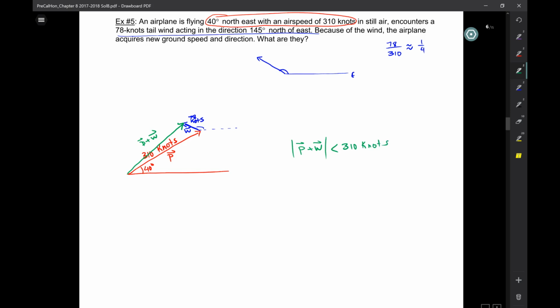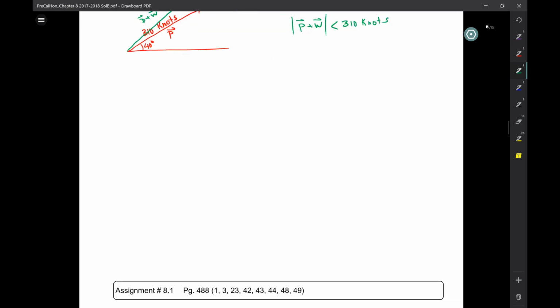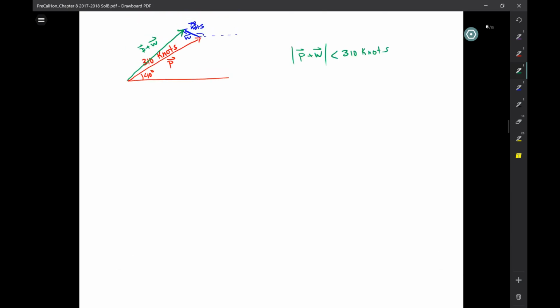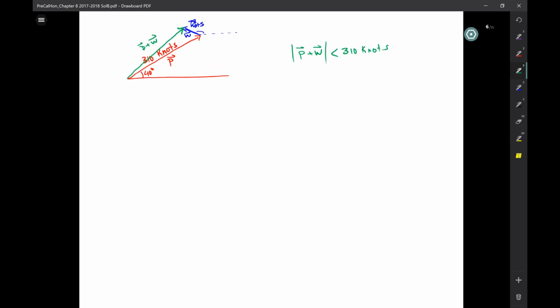This is why when you're in a plane, flying with the wind or against the wind, if you're going in one direction the flight might take 4 hours, but in the other direction it might take 3.5 hours. This is the reason why. Now, in the next few sections, we're going to talk about precisely how to figure out the new direction.